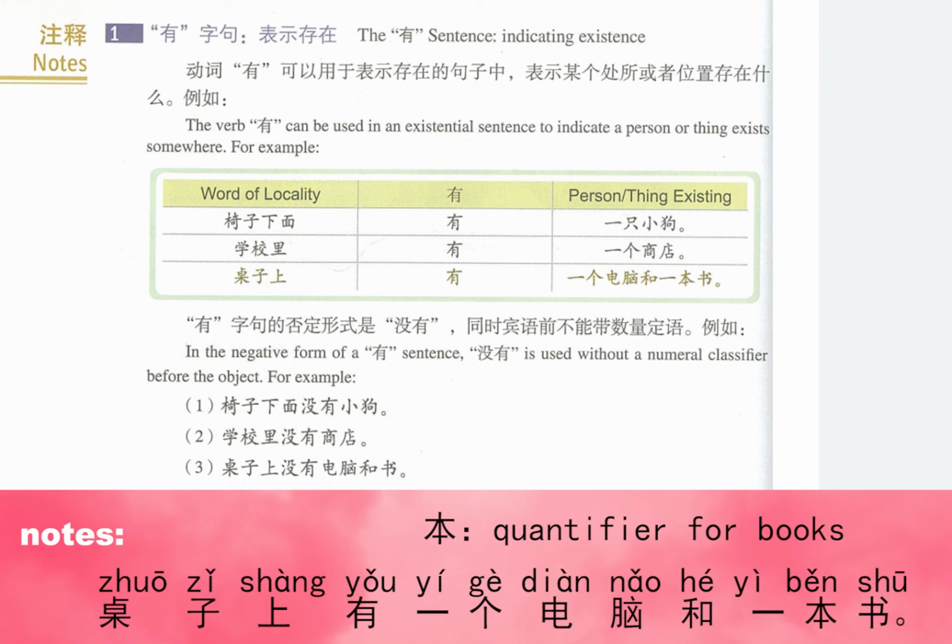And I want to focus on 一, this character. 一个电脑, a computer. Here, which tone did you hear? 一个. Okay, that's the second tone. 一个, right? And 一本书. Which tone did you hear? Alright, that's the fourth tone. 一本, right? 桌子上有一个电脑和一本书. There is a computer and a book on the table.